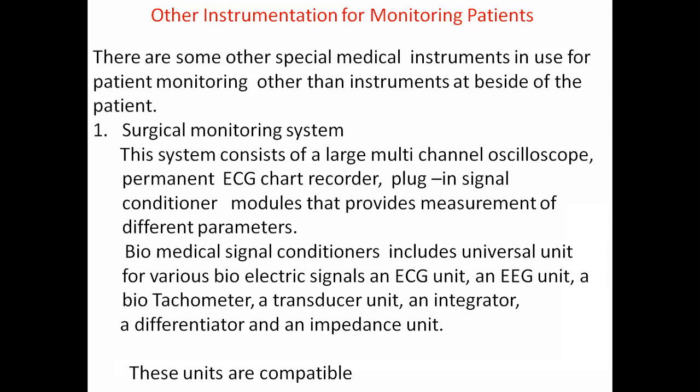So in a surgery room, this system will be present. While doing surgery, we can observe the different parameters. For that, that particular system generally consists of a large multi-channel oscilloscope and a permanent ECG chart recorder, which will provide a permanent record of the ECG waveform.